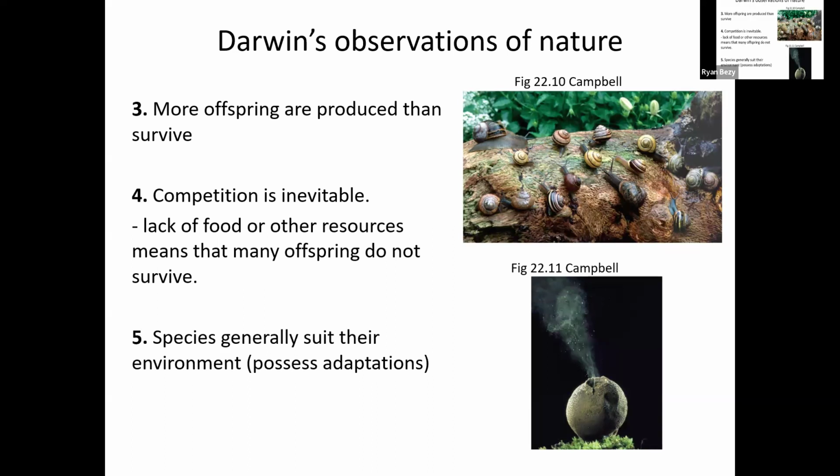And the other thing he noted is that species typically possess adaptations to help them suit their environment or survive well within their environment in some way. So adaptations are some type of trait or feature an organism possesses that makes them successful in a particular environment.